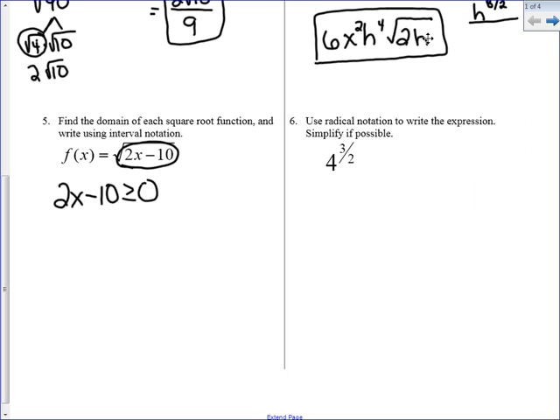So for domain, set your radicand greater than or equal to 0 and solve it. It solves like an equal sign. Don't make it an equal sign. But everything moves around the same way. So I end up with x is greater than or equal to 5.